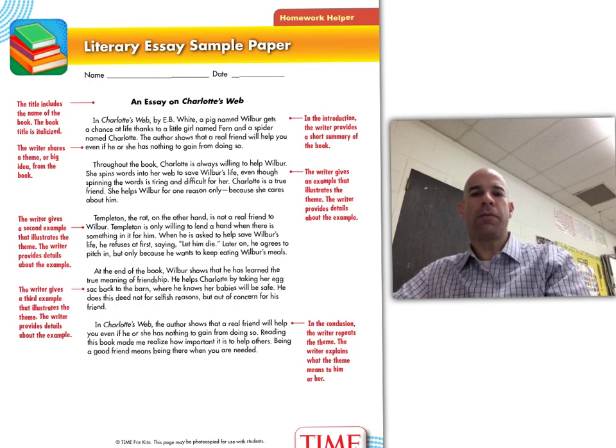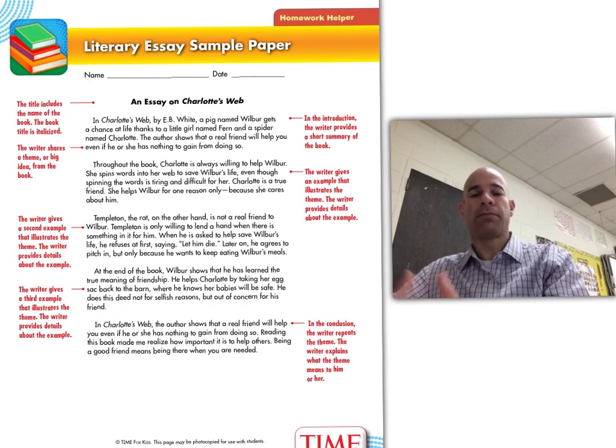So if we look at the example that's here, it says, in Charlotte's Web, the author shows us that a real friend will help you even if he or she has nothing to gain from doing so. Do you notice here how the writer, all they did was put in the name of the book and their thesis again? Pretty simple. And then they give their final thought. Reading this book made me realize how important it is to help others. Being a good friend means being there when you are needed. So all they did was just give their own personal opinion, their own thought about what it means to be a good friend.